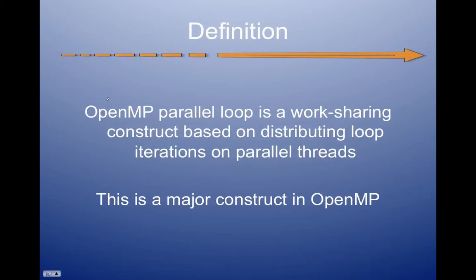OpenMP parallel loops. OpenMP parallel loops is a work-sharing construct based on distributing loop iterations on parallel threads. This is a major construct in OpenMP.